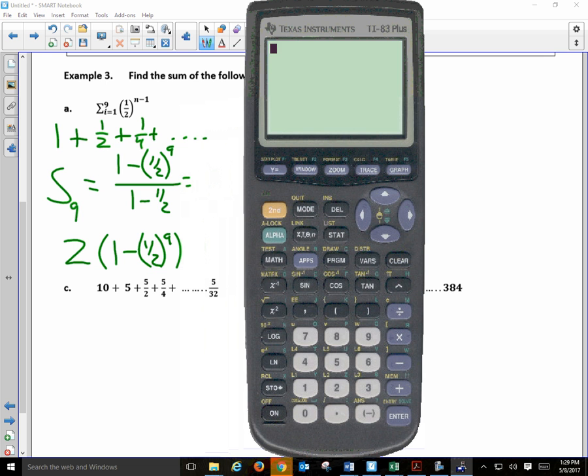Okay, here we have it. We have 2 parentheses, 1 minus 1 divided by 2 raised to the 9th power. And you can see that I get a decimal, but if you just press math and convert it to fraction, it'll make a nice form for you.